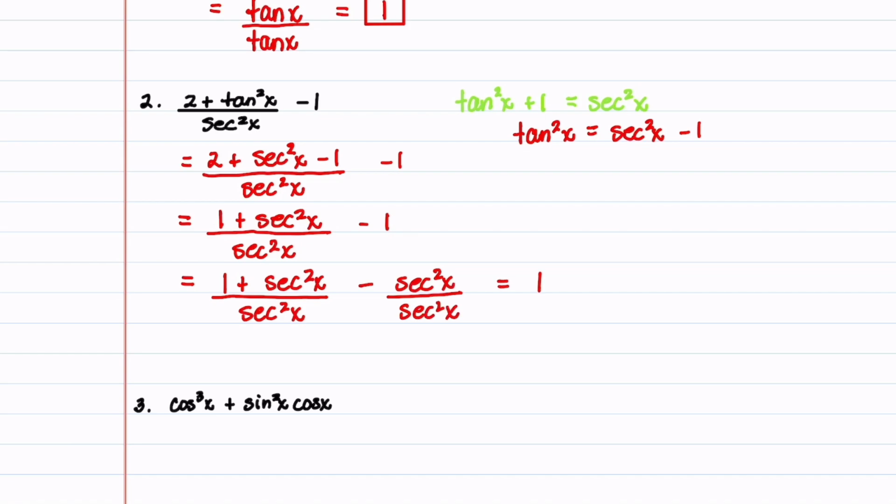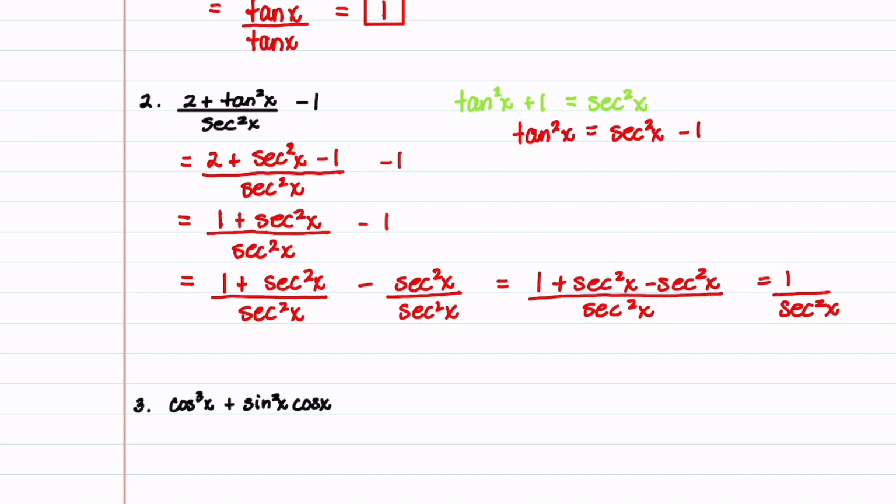This gives us 1 plus secant squared x minus secant squared x, all divided by secant squared x, which is 1 divided by secant squared x. And we know that 1 divided by secant x is cosine x. So our answer can be written as cosine squared x.